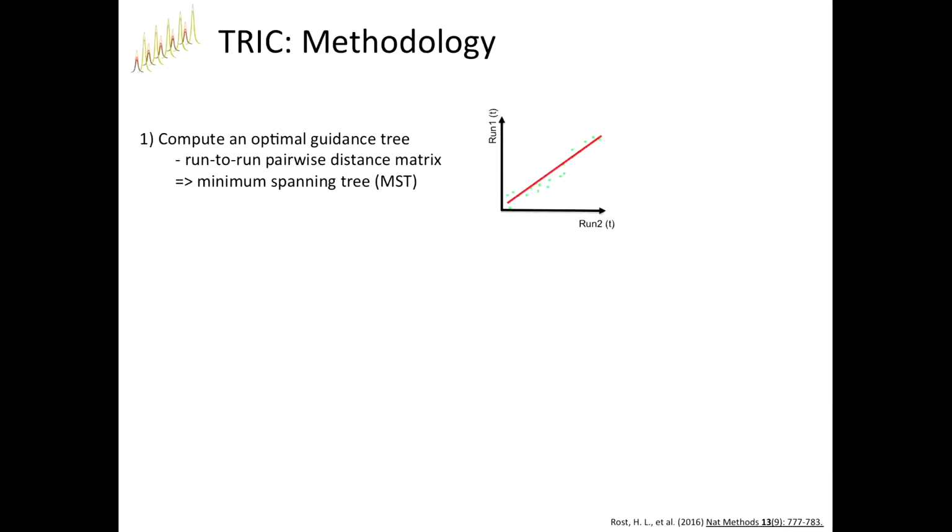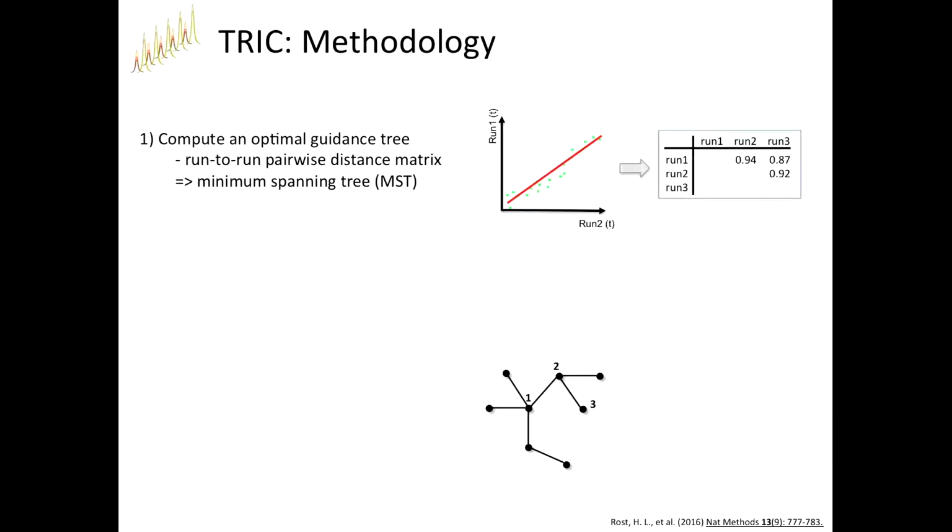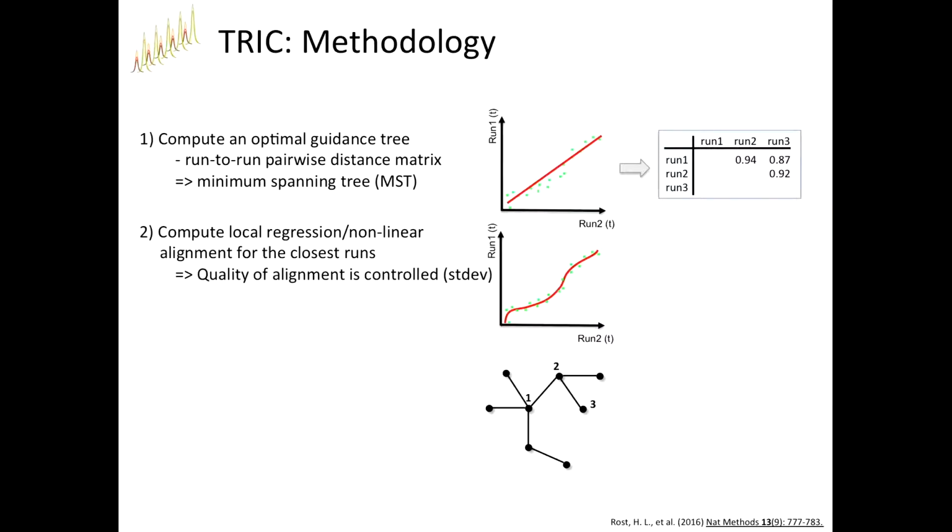So just to go through the methodology in a little bit more detail. In the different steps, first of all, you compute an optimal guidance tree, and this is done by doing a run-to-run pairwise distance matrix to basically define which runs are close to each other in retention time space. Once you have built this tree based on this retention time closeness, you can compute the local regression, and this is done in a non-linear way. This is not dependent on your iRT peptides, but is really done on all the peptide identifications that you share between any two runs.